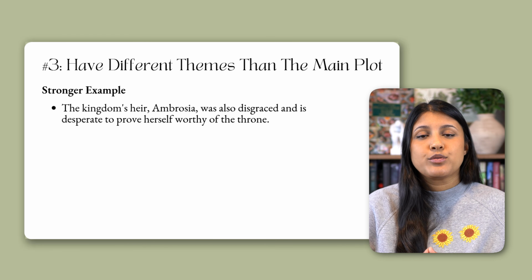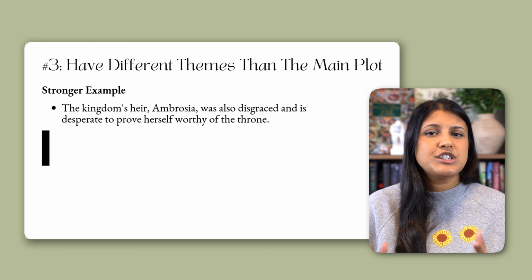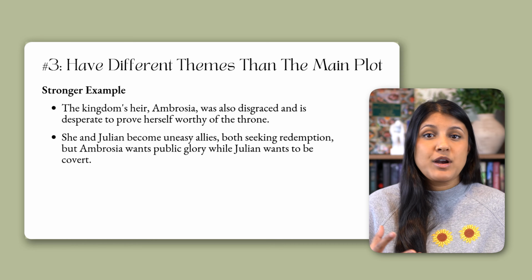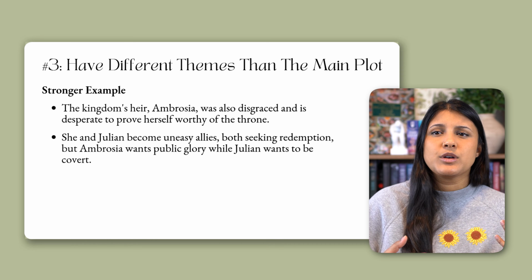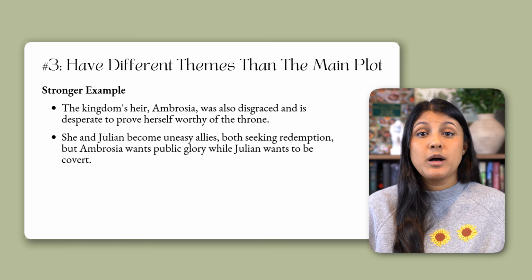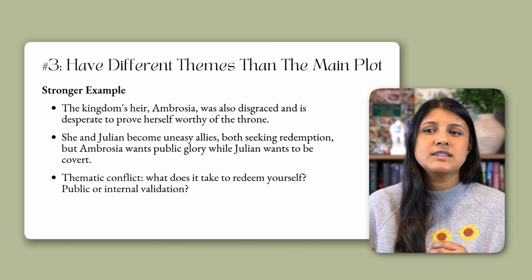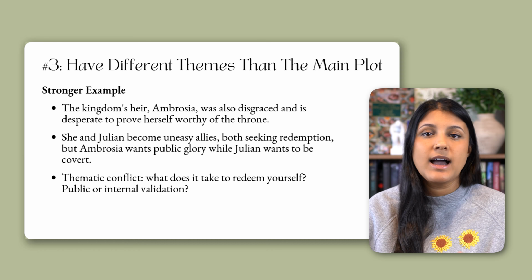Now she's desperate to prove herself worthy of the throne. She and Julian could become uneasy allies. They're both seeking redemption, but their methods differ. Julian wants to do it quietly, while Ambrosia wants public glory. This creates conflict, but it's thematic conflict, because the subplot is asking the same question as the main plot.